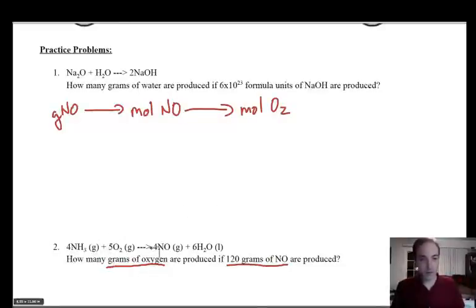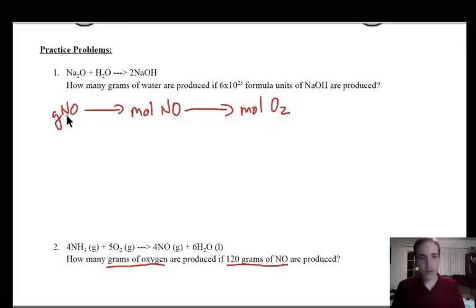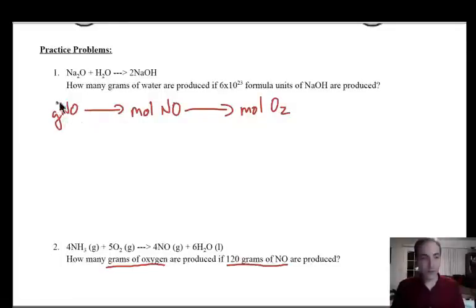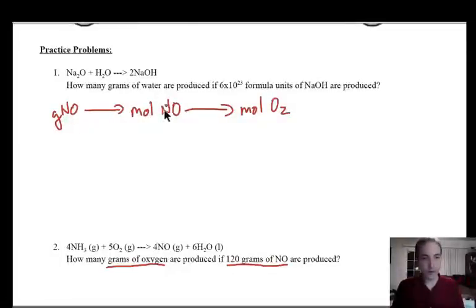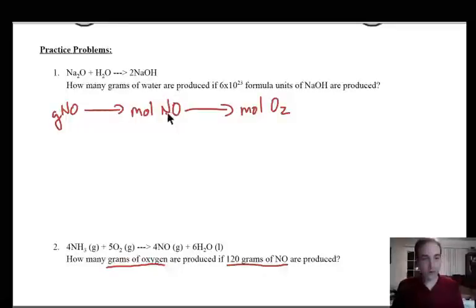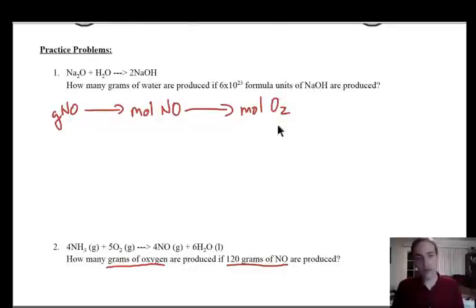Technically I probably should have looked at what they wanted us to convert to before I started setting up my game plan, but I know this is a 3-step, and I know that I'm going to need to go somewhere from mass. And remember, based on the diagram, the only thing you can turn mass into is moles of that substance. Then once you have moles of that substance, you can change that into moles of another substance as long as you have a balanced equation.